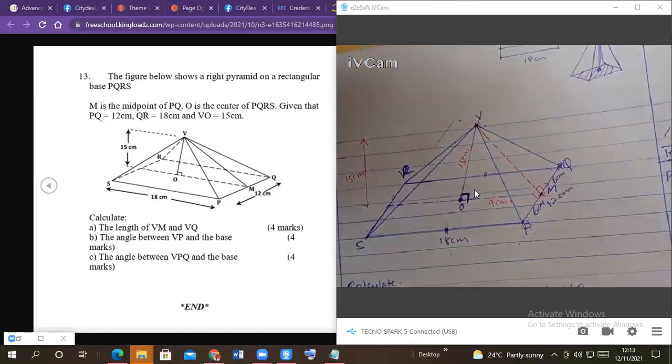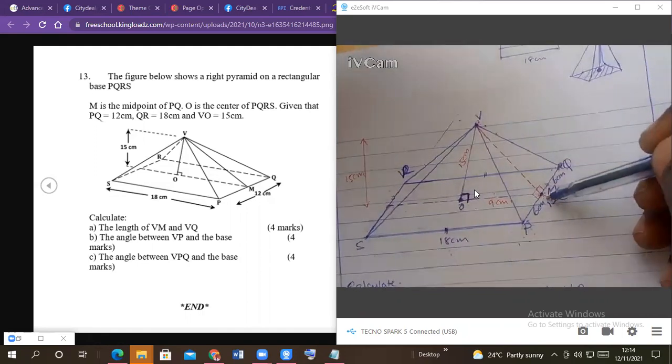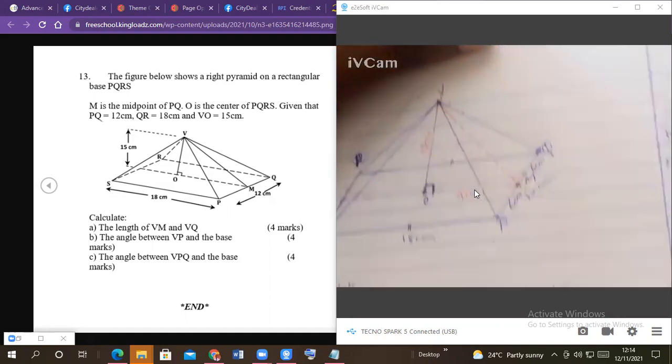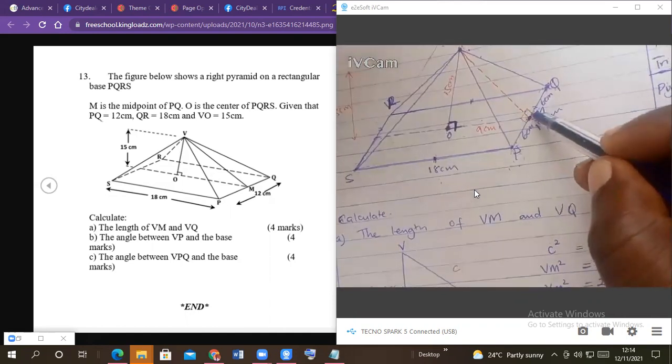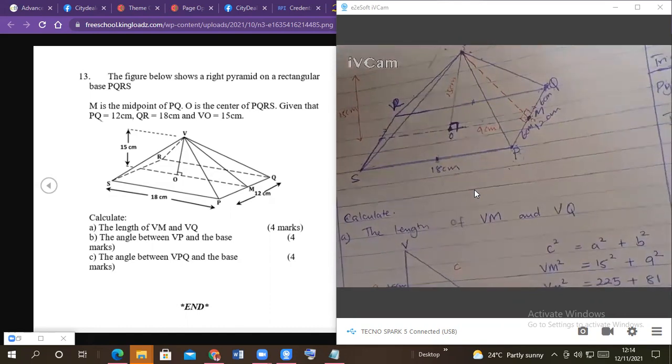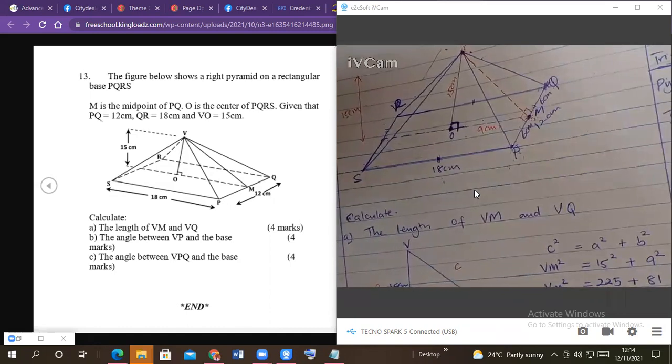We'll use the triangle VMQ. We can use VMQ because now we have obtained the value of VM. Now this one here is 90 degrees. That one is obvious. It is 90 degrees. Okay, so let us draw V.